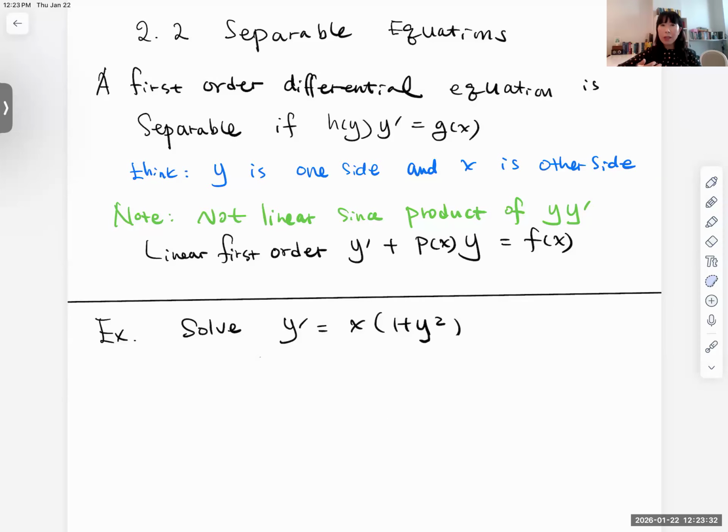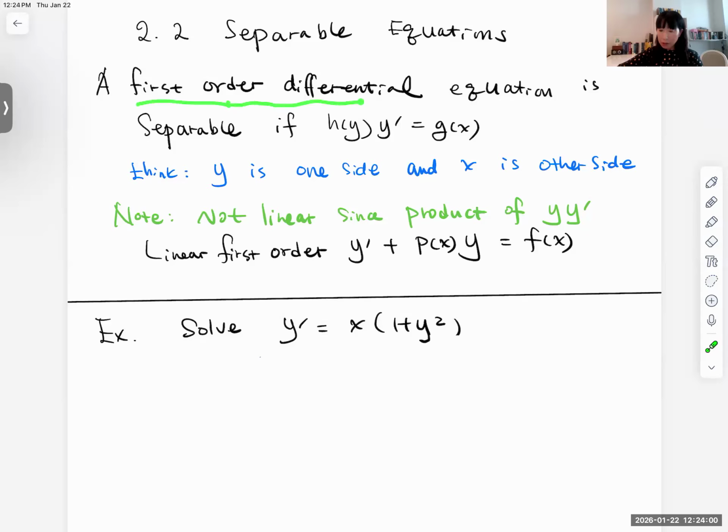Hello everyone. Today we are going to learn section 2.2, separable equations. So let's find out what that means. We have the definition of a separable equation. A first order differential equation, so we know what a first order is, right? First derivative, right?